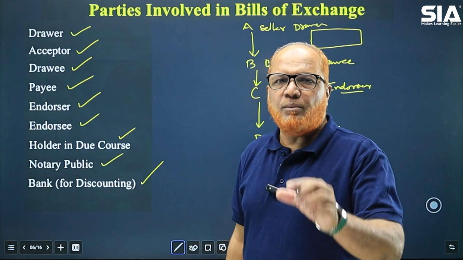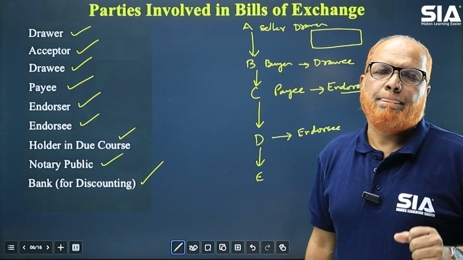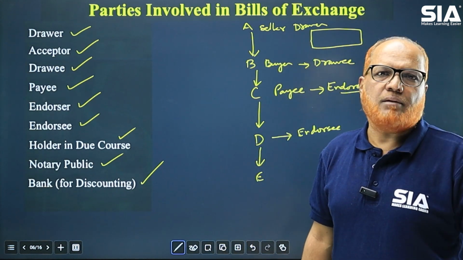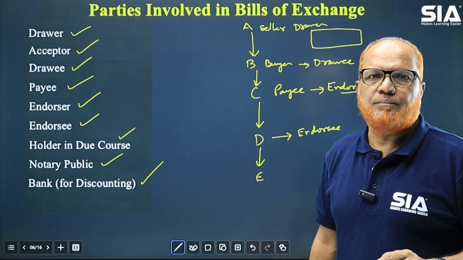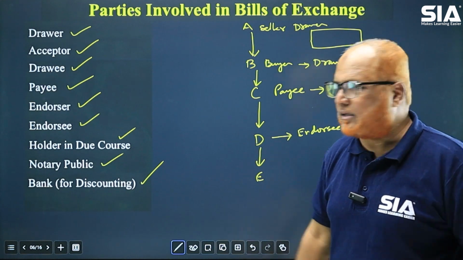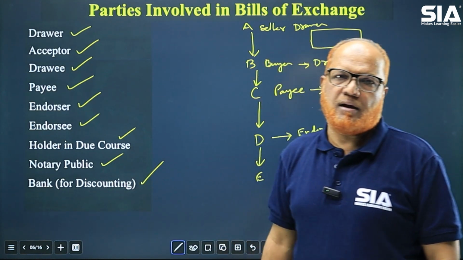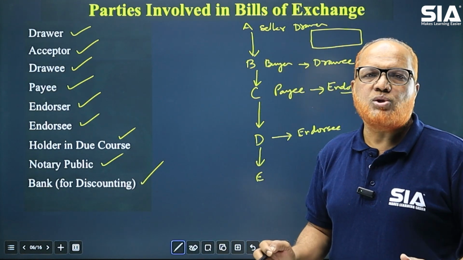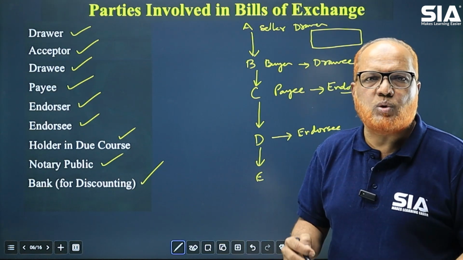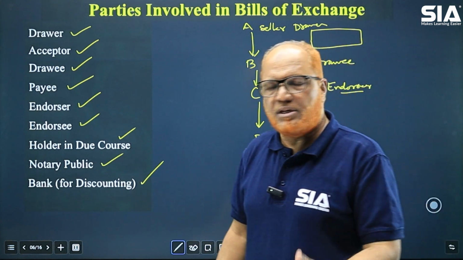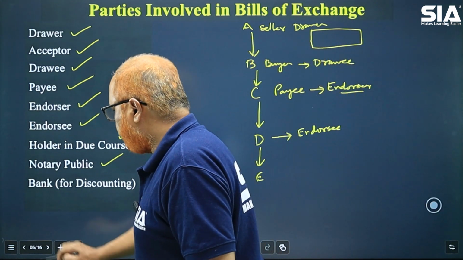Notary: whenever the bill is dishonored, the person has to go to the lawyer to get the reason why the bill is dishonored. The notary public is another party. Next, the last one is the bank. If a person wants to discount the bill with the banker and wants early money before maturity, the bank is also one of the parties.